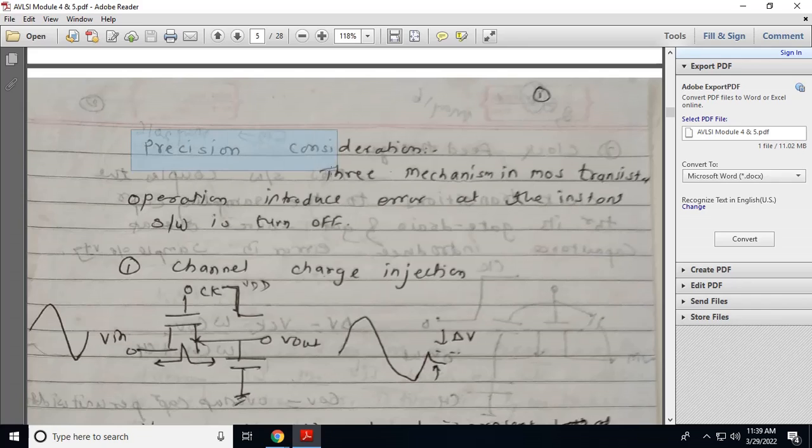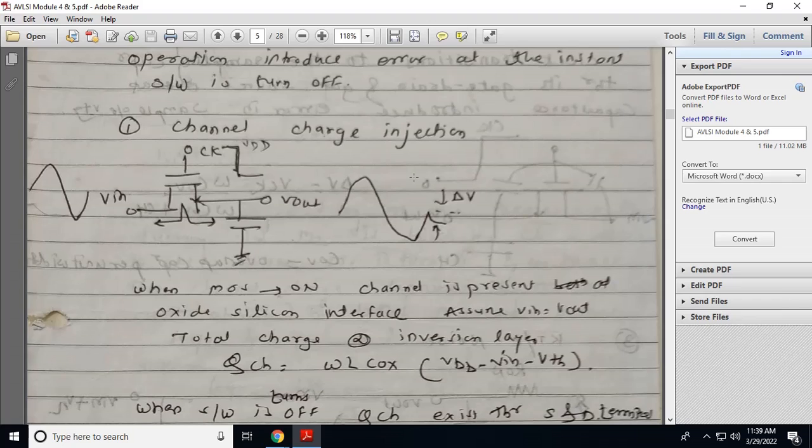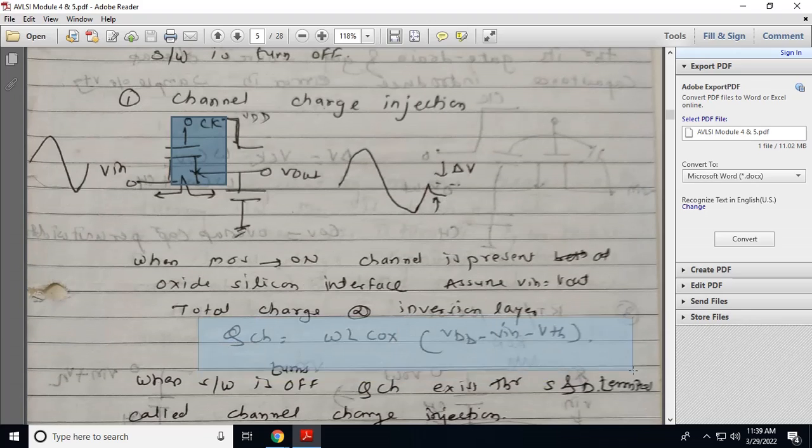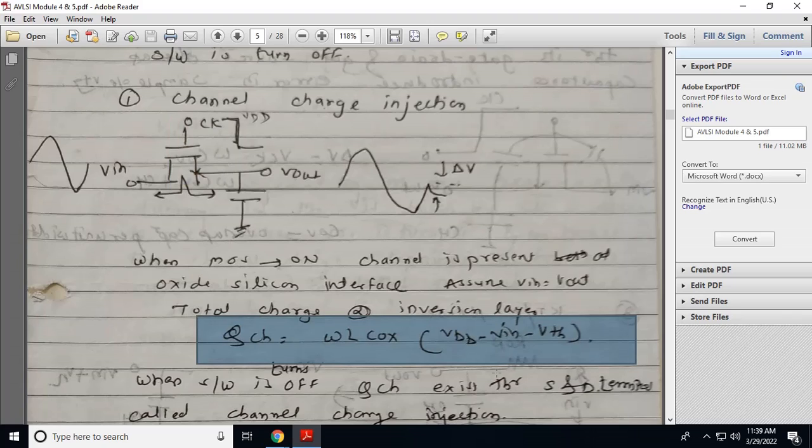Now the next point is a very important precision consideration. There are three mechanisms of the transistor which give error in a switched capacitor circuit whenever the transistor is turned off. The first error is the channel charge injection error. We apply the input signal here, the clock signal goes from high to low, and this is Ch. In channel charge injection, when a transistor is turned off, there are some charges present in the inversion layer, given by QCH.